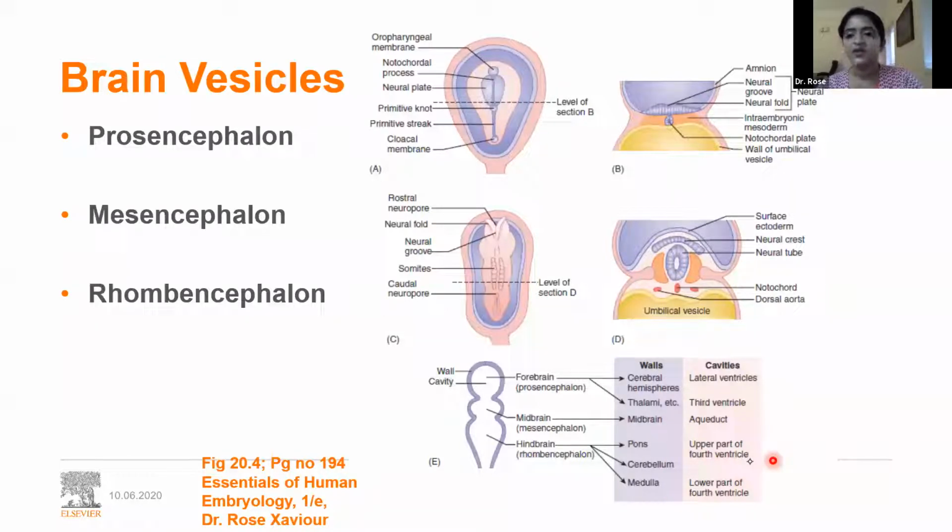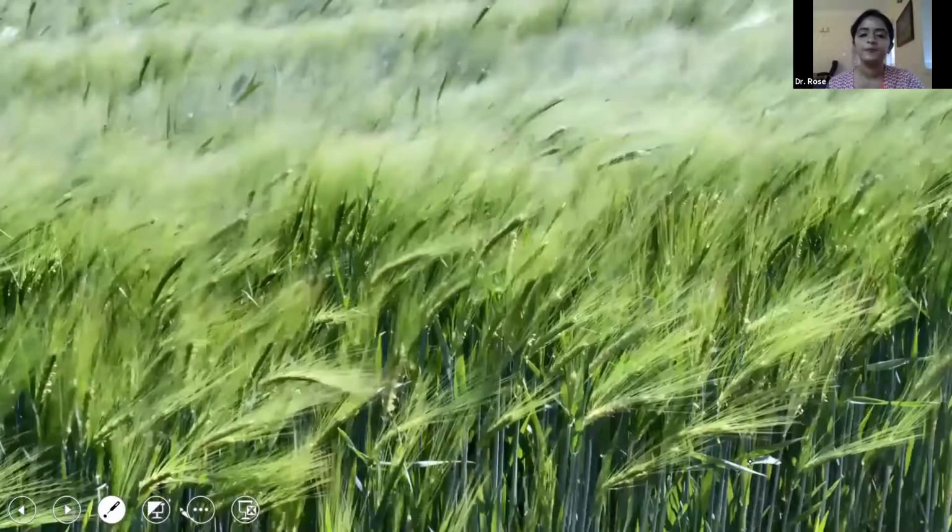So prosencephalon is divided into telencephalon and diencephalon. Mesencephalon has no subdivision, and rhombencephalon divides into metencephalon and myelencephalon. So let's have a polling question now.